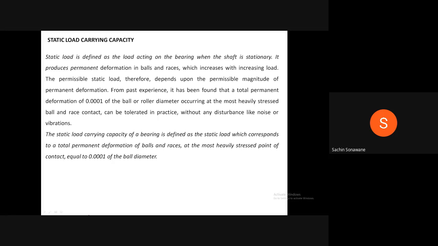From past experience, it has been found that a total permanent deformation of 0.0001 of the ball and roller diameter occurring at the most heavily stressed ball and race contact can be tolerated in practice without any disturbance like noise and vibrations. The static load carrying capacity of a bearing is defined as the static load which corresponds to a total permanent deformation of balls and races at the most heavily stressed point of contact equal to 0.0001 of the ball diameter.